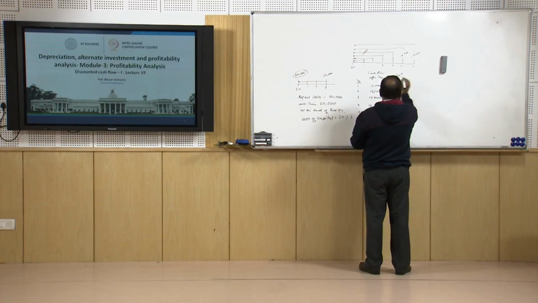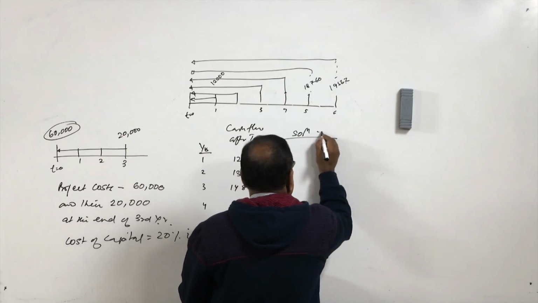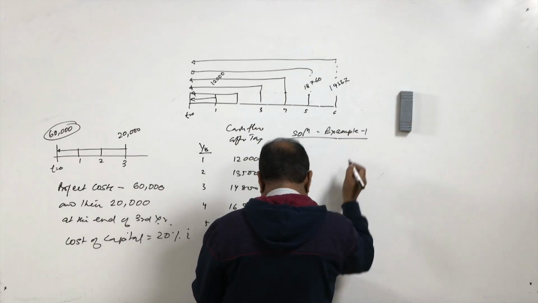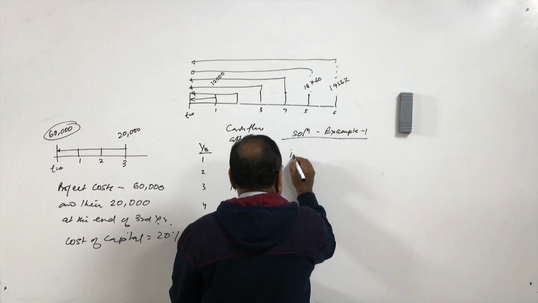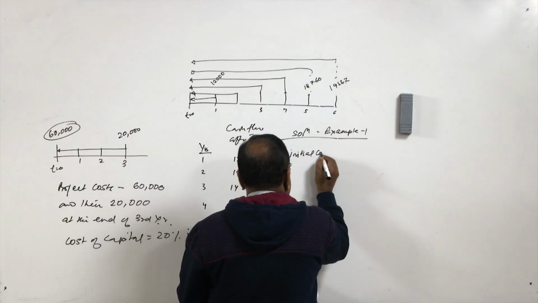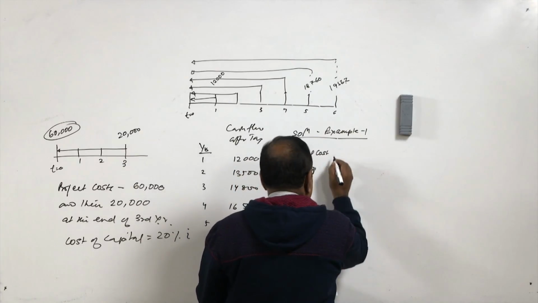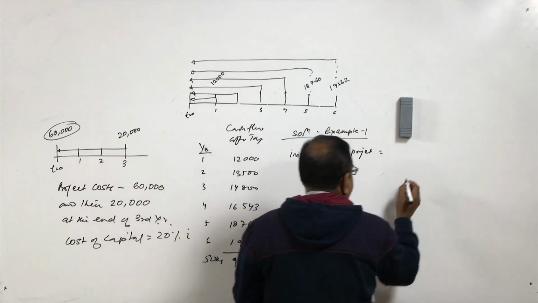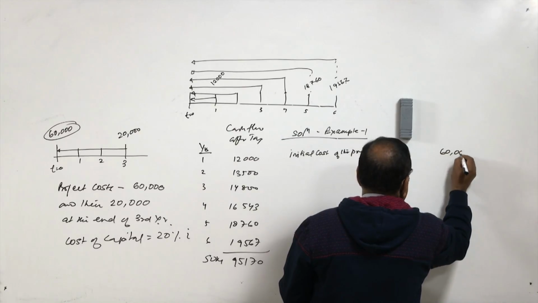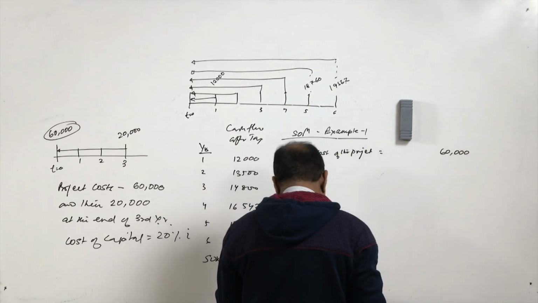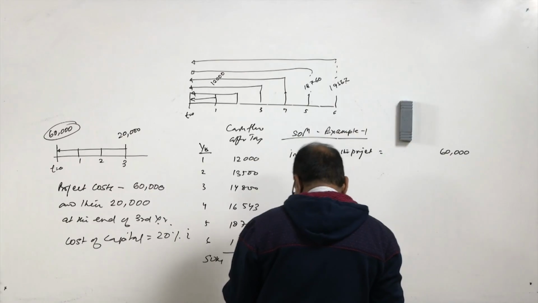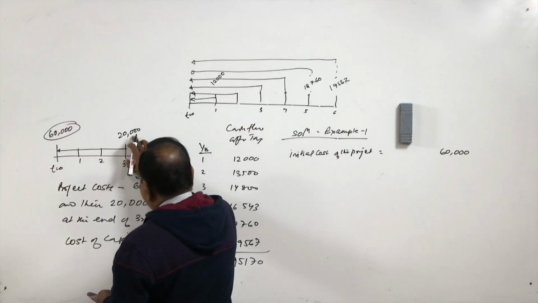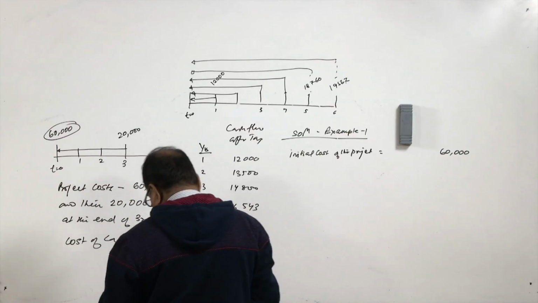Now, solution. Example 1. Initial cost of the project is 60,000. Now, the cash outflow of 20,000 takes place at the end of third year. This 20,000 takes place at the end of third year.